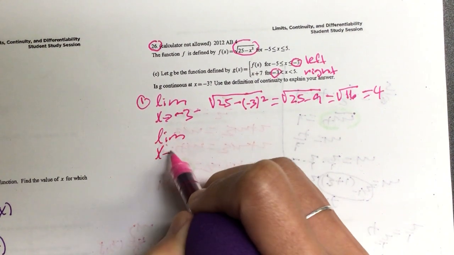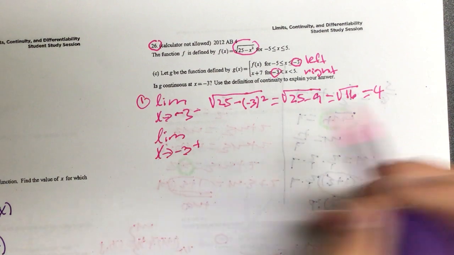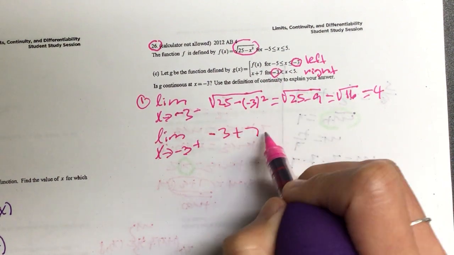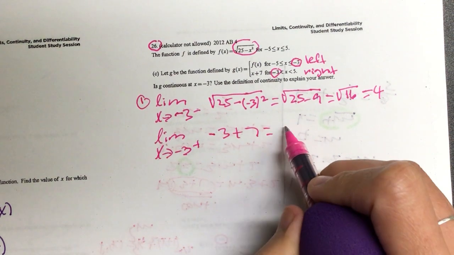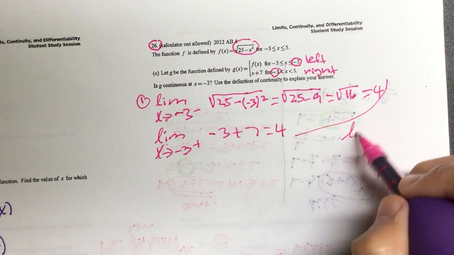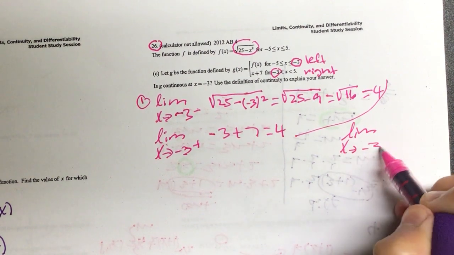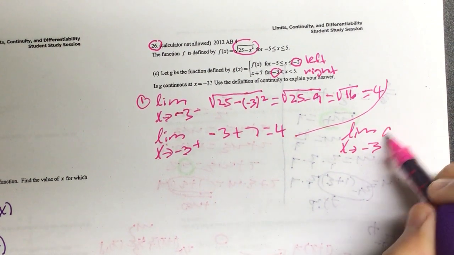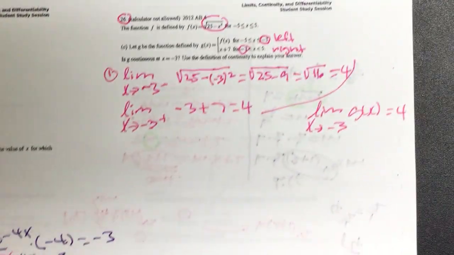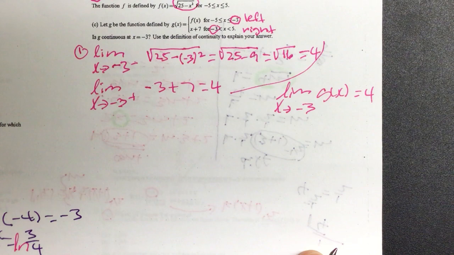So the limit as x approaches -3 from the positive side is x plus 7. So we have -3 plus 7. What is -3 plus 7? 4. So the fact that they're matching, the limit does exist as x approaches -3 in general of g of x, to wrap it all up. So that was step 1.